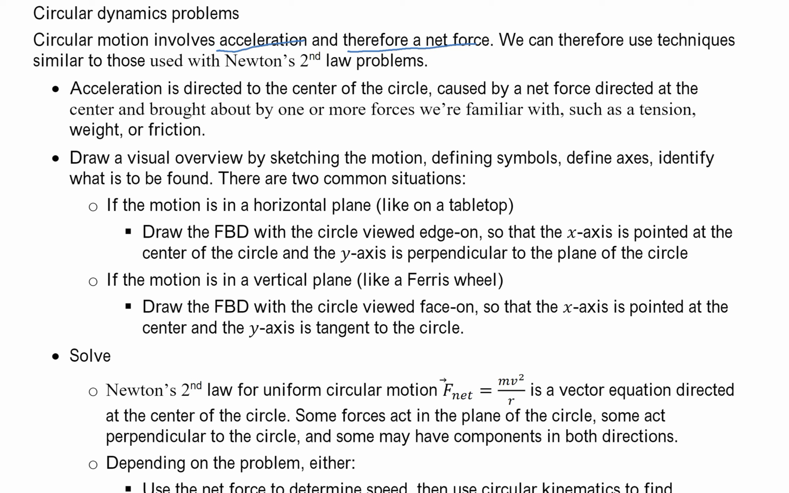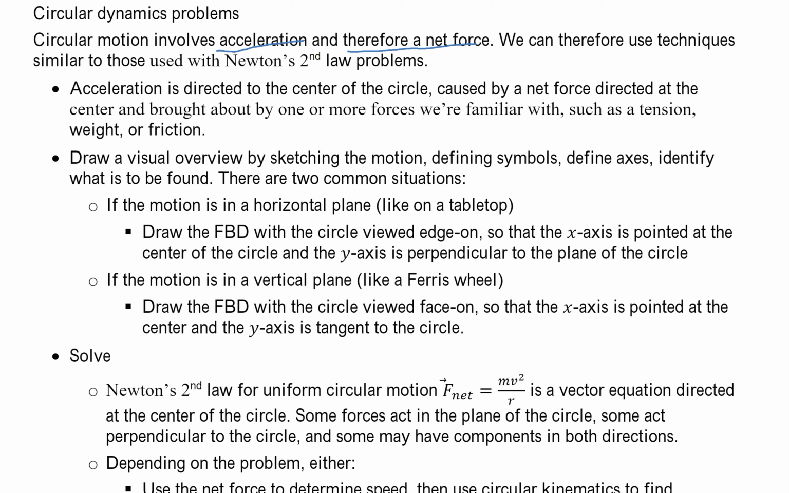So acceleration is directed to the center of the circle, caused by a net force directed at the center, brought about by one or more forces that we're familiar with, like tension, weight, friction, like we just talked about, okay? So we've got to remember that.